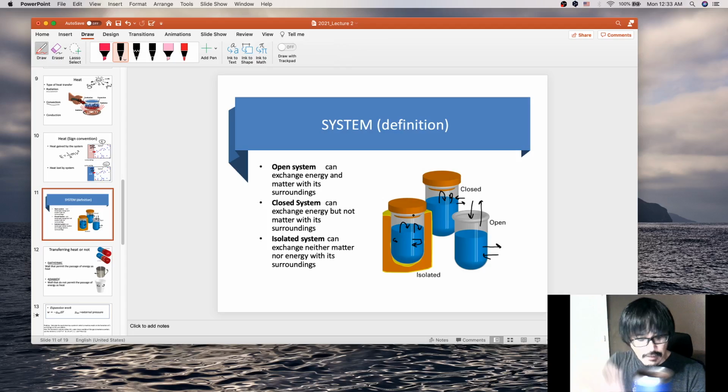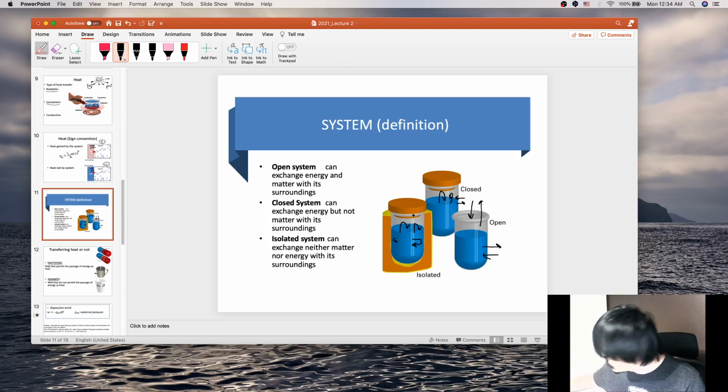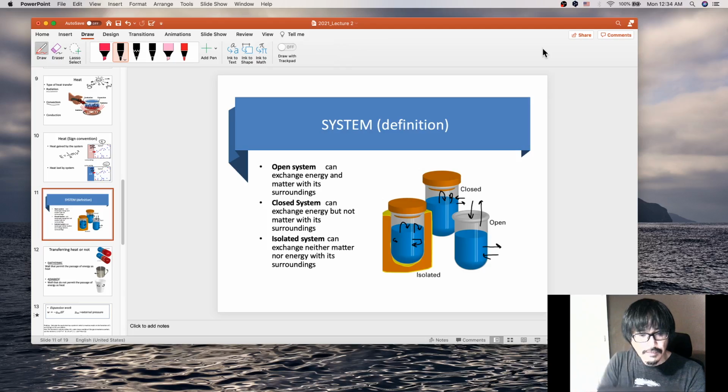So let me just clarify what's going on. What's in this pot right here is a system. This is open. And then maybe this is closed, the lid is closed. The molecules cannot go in and out, but the heat can go in and out, right? Now if I put this right here, then the system is isolated because heat cannot go in and out.